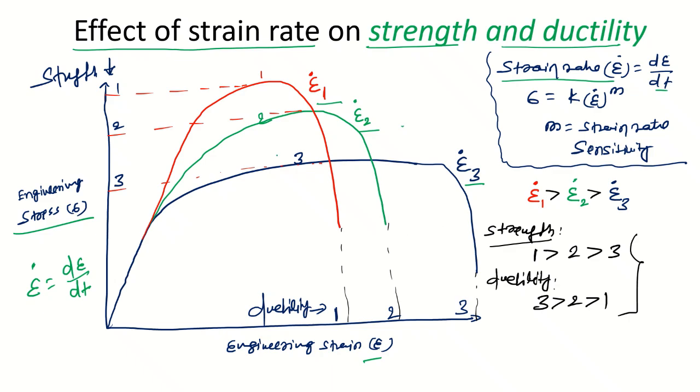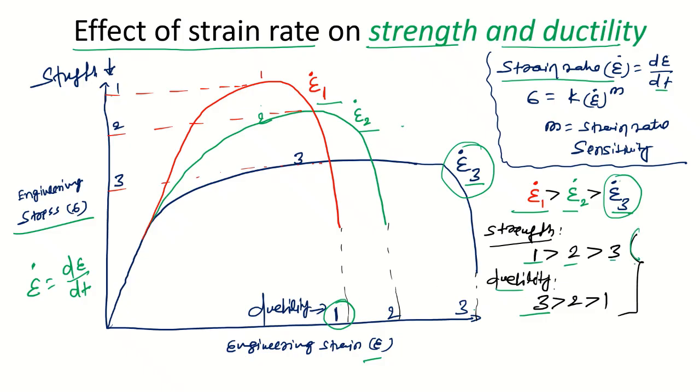So we can see that there are three curves, 1, 2 and 3. The red one is the higher strain rate, 2 is the medium, 3 is the lower strain rate. If you increase the strain rate, the strength of the material is increasing, and the ductility of the material is decreasing. So the lower strain rate material has higher ductility as compared to the higher strain rate material.